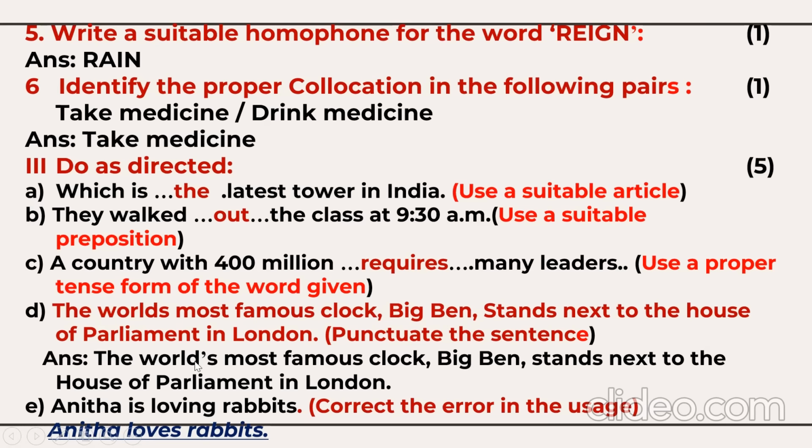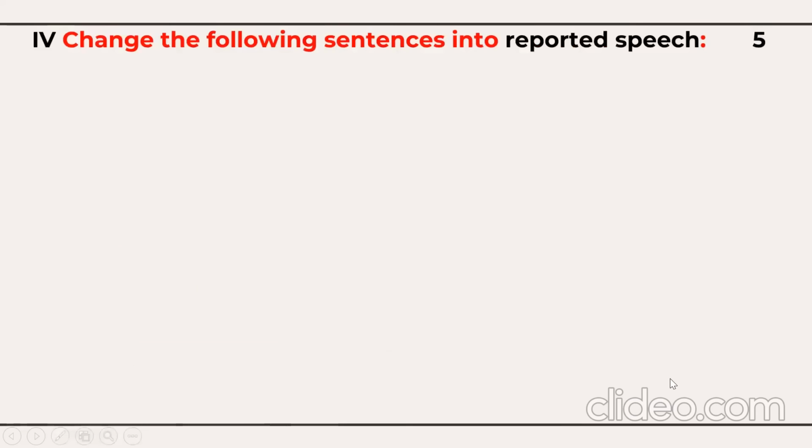Okay, now punctuate the sentence. So when you punctuate here: the world's most famous clock, Big Ben, stands next to the Houses of Parliament, H capital, P capital, London, L capital, and full stop. Anita is loving rabbits. So what's the correction here? Anita loves rabbits. So this is how you have 5 questions based on article, preposition, vocabulary, punctuation, and correction in the sentence. Moving ahead.